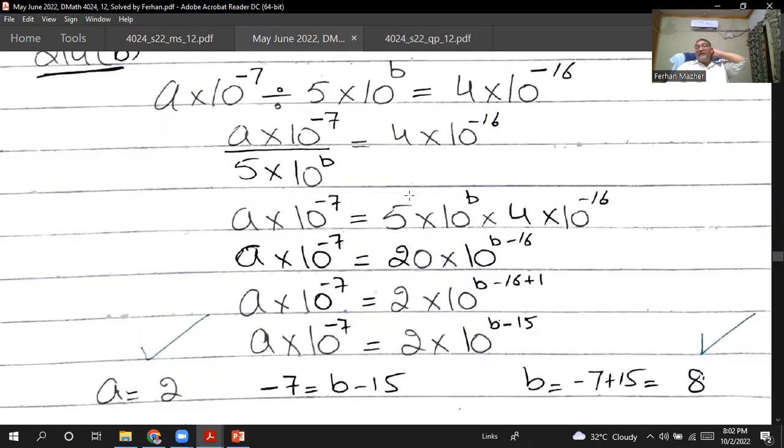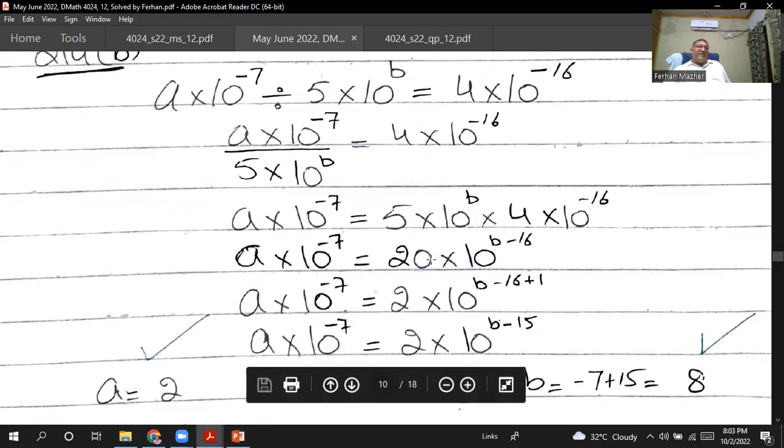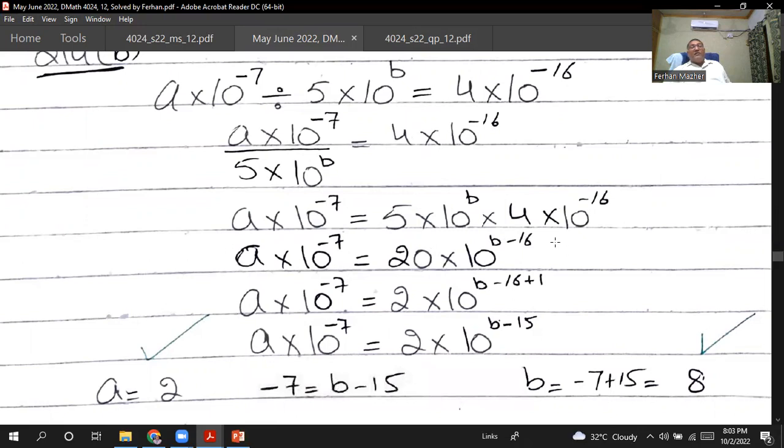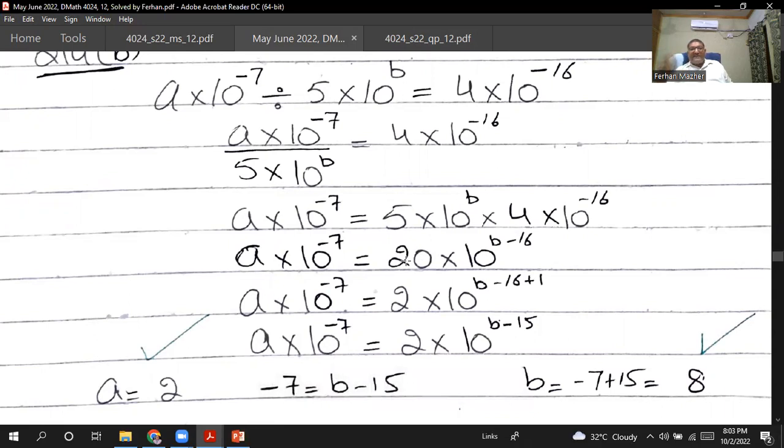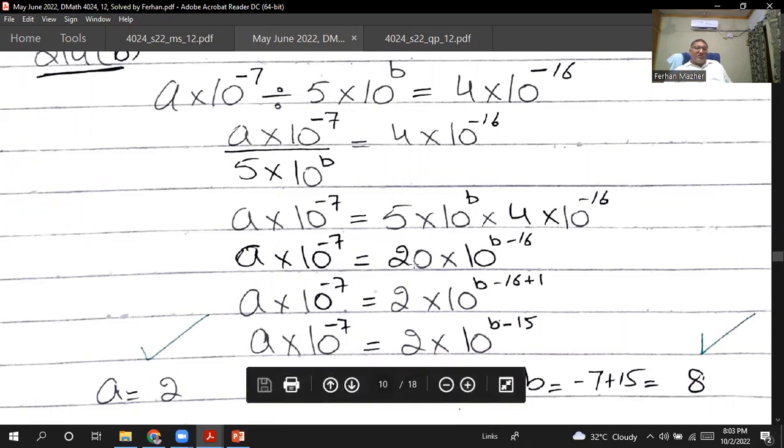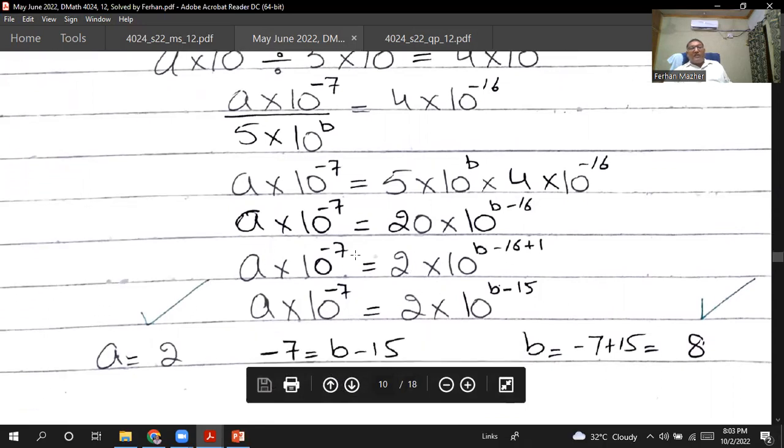So you will have a × 10^-7 divided by 5 × 10^b equals 4 × 10^-16. Take this number to the other side, it will multiply there. So you will have a × 10^-7 equals 5 × 10^b multiplied by 4 × 10^-16. This will be a × 10^-7 equals 20 × 10^(b-16), as these two powers will be added. This is not the standard form, because the number should always be more than 1 and less than 10. So I will move the decimal to the left, and this power will be added here. So you will have a × 10^-7 equals 2 × 10^(b-16+1).